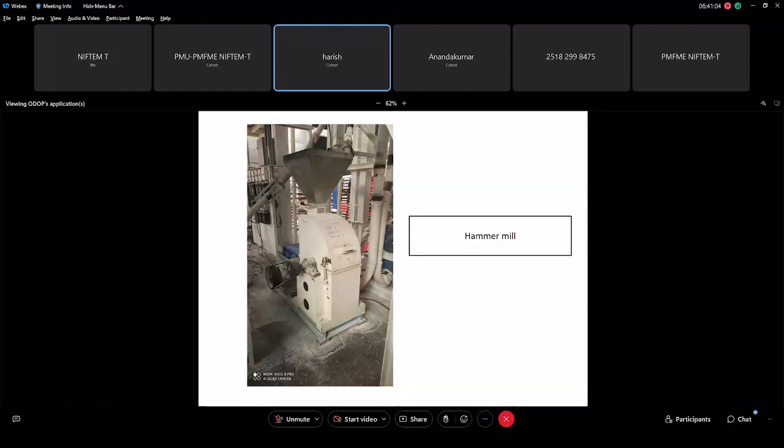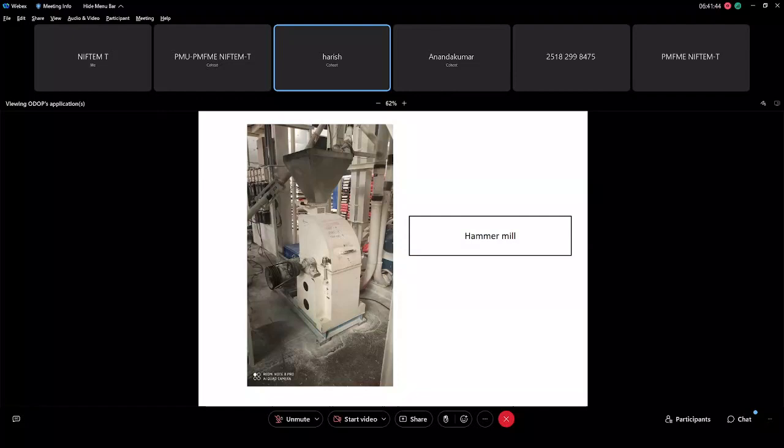The second factor is the RPM of the motor. What are the rotations per minute of the motor? How fast is your motor moving to beat this material? And the third is, what type of mesh you are putting at the bottom of the hammer? See how it works. The hammer will rotate at a faster speed, and with its rotation, it will take away all the broken rice and impact it on a plate called the impact plate, where the broken rice will be broken into fine pieces, fine powder.